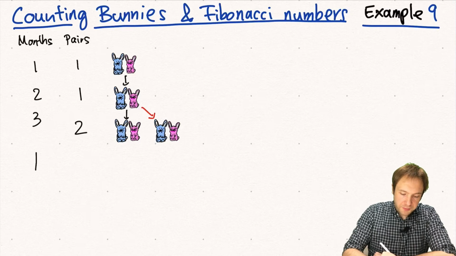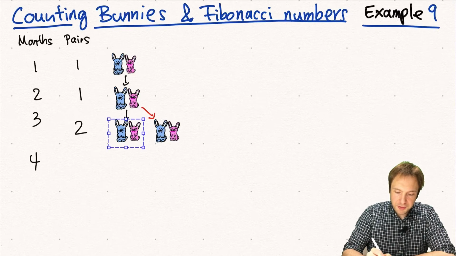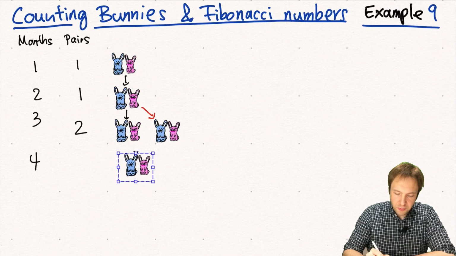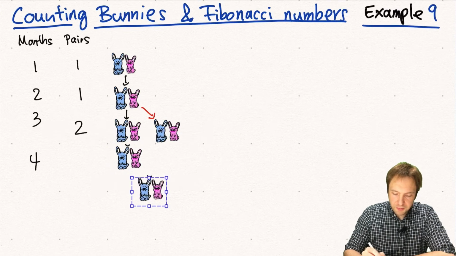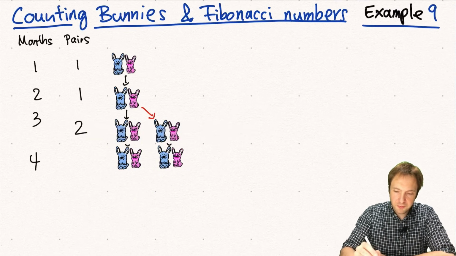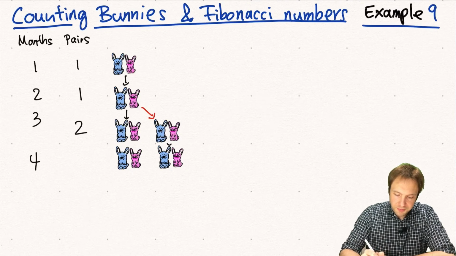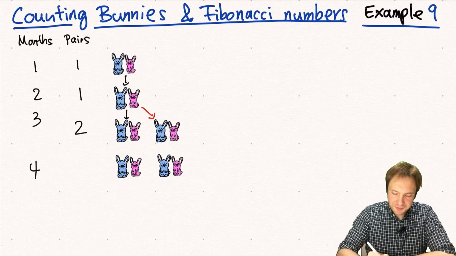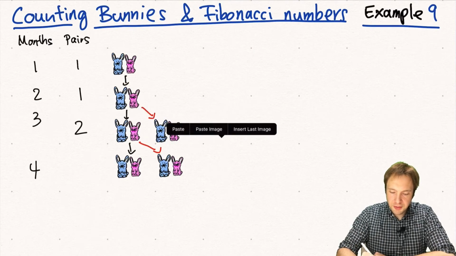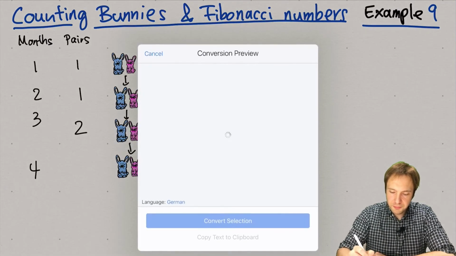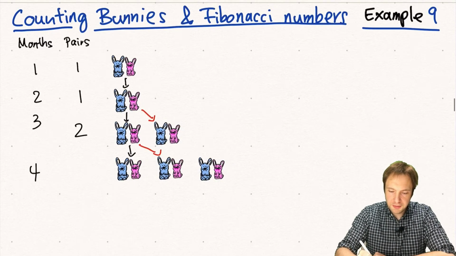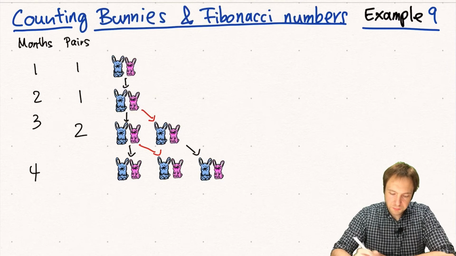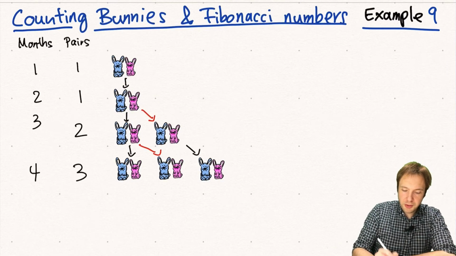Now after 4 months, this pair of bunnies was already old enough last month, so this month they make a new pair of bunnies. So they survive, but they also make new bunnies. And their children from last month are not old enough yet to reproduce, but they survive. So after 4 months, we have 3 pairs.